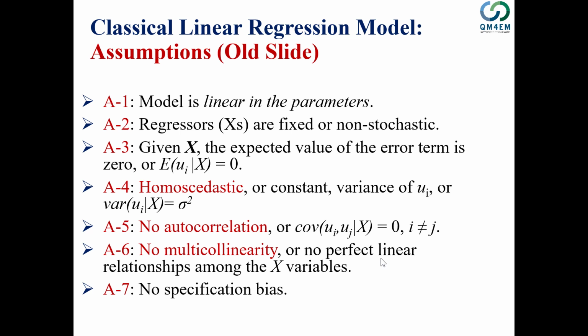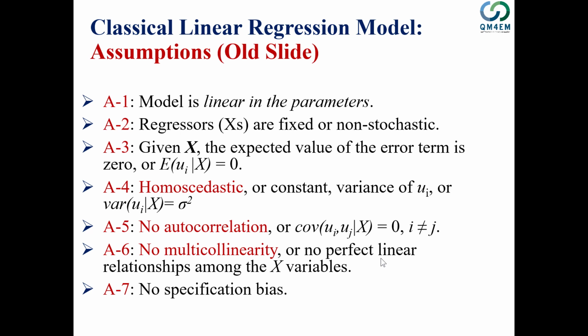Then we have to see the regressors are fixed or non-stochastic. Now what does it mean? I can explain it again, but it's not the right time. We already did that. So if you can't get that, go back to lecture number 5 and 6. Then the expected value of the error term, given that explanatory variable x, is 0.